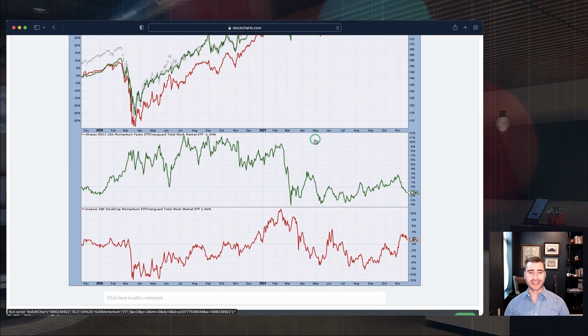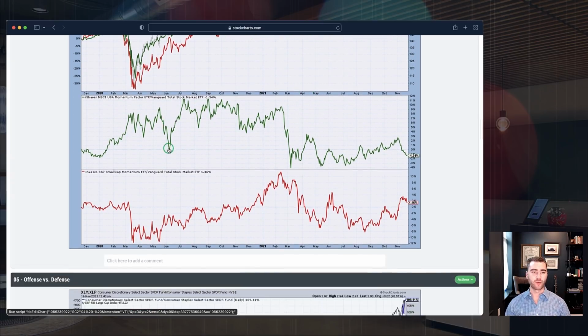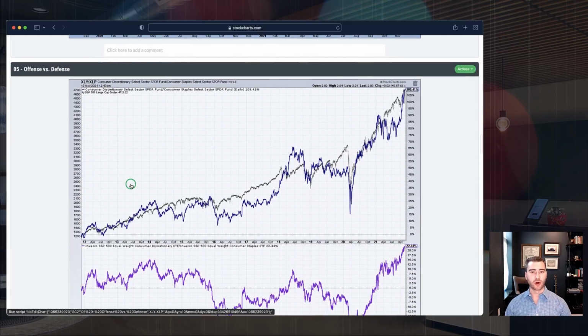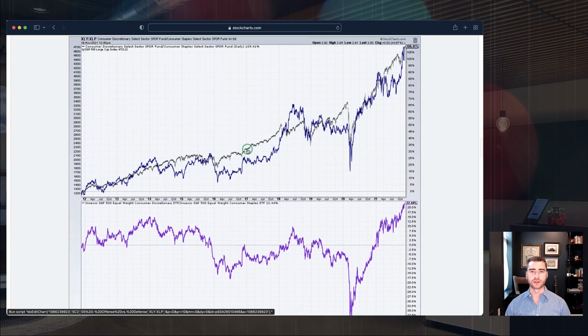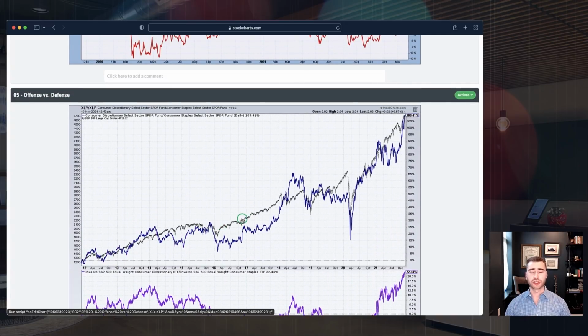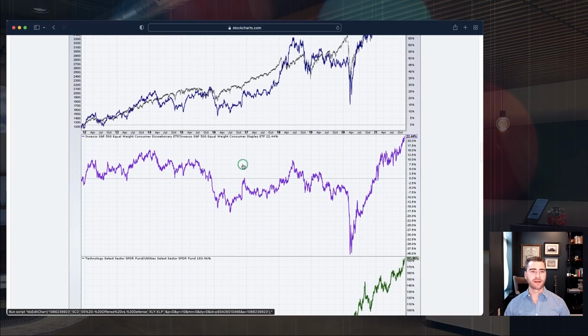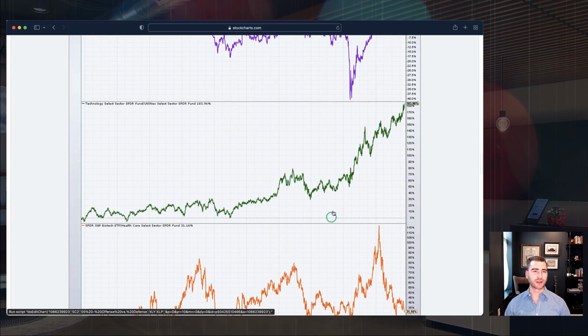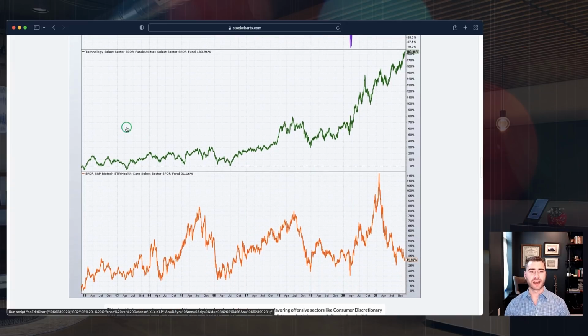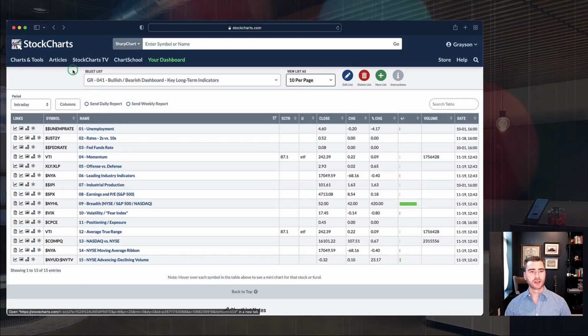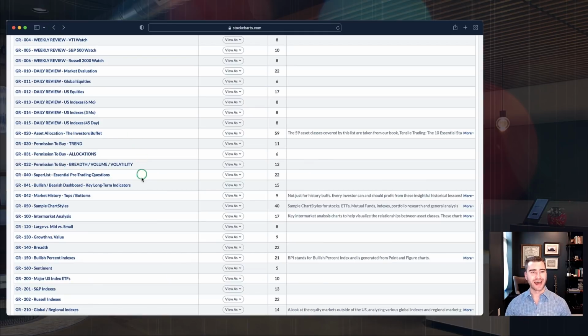Things that we look at, again, on a daily basis and on a weekly basis to evaluate the market as a whole. This chart, one of my favorites, actually looks at offense versus defense in a couple of different flavors. So we've got consumer discretionary versus consumer staples in the standard cap weight flavor, but we have that also in an equal weight flavor. Then we look at technology versus utilities, another measure of offensive pressures versus defensive, and biotech versus healthcare. So tons of great charts in that list.